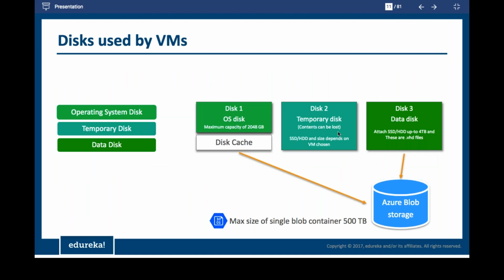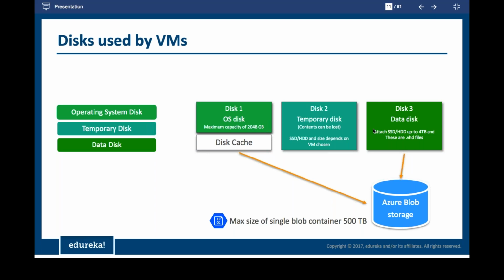Here you have the disks which are used by a particular VM. Let's consider you're going to spin up a Windows Server VM, and your disks will be like this. You will have three disks. One is your operating system disk, which has a maximum capacity of 2048 GB, and the secondary disk is your temporary disk. The middle one, disk 2, is a temporary disk, and you're not recommended to store your data on the temporary disk, whereas you can put all your data files on the third disk which you're going to create.